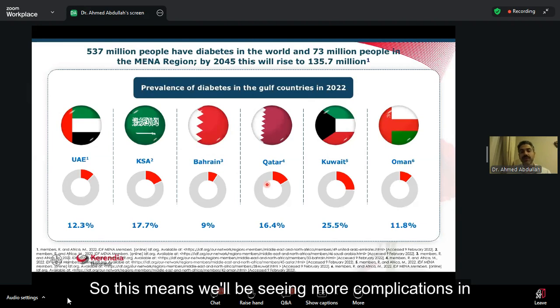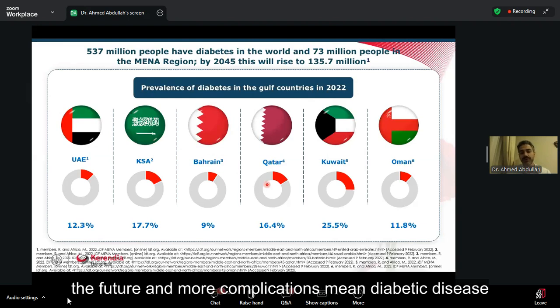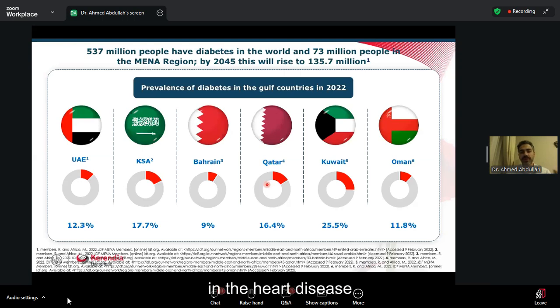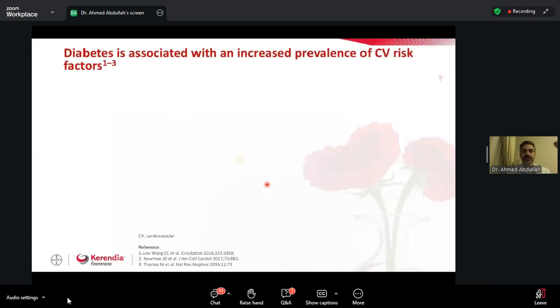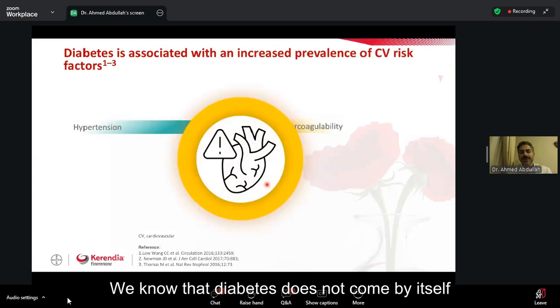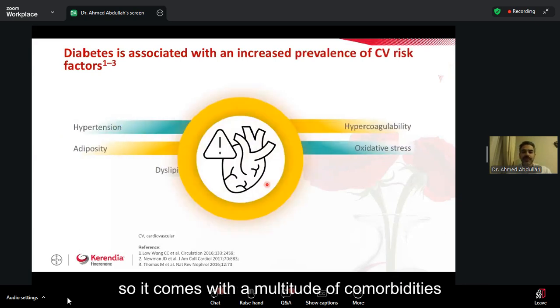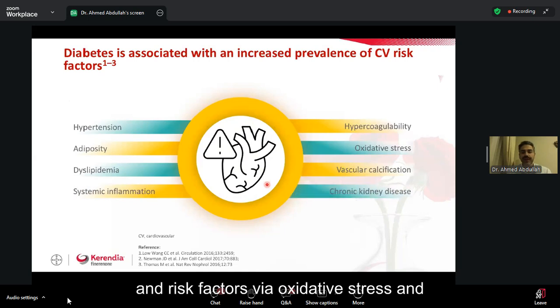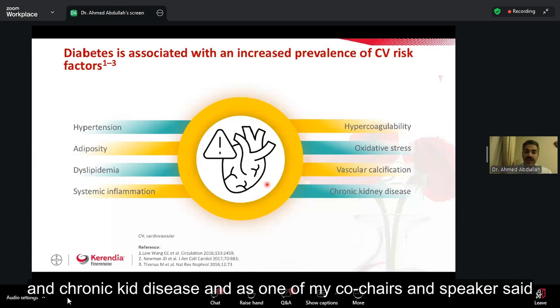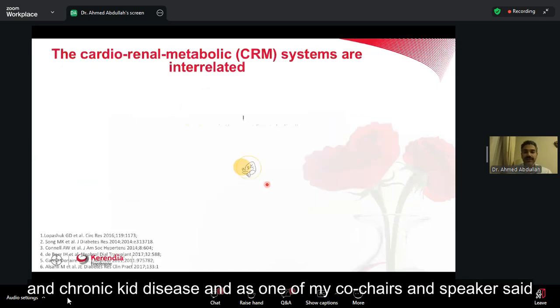So this means we'll be seeing more complications in the future, and more complications mean diabetic kidney disease, retinopathy, neuropathy, heart disease, and whatnot. We know that diabetes does not come by itself. It comes with a multitude of comorbidities and risk factors, be it oxidative stress, adiposity, dyslipidemia, systemic inflammation, and chronic kidney disease.